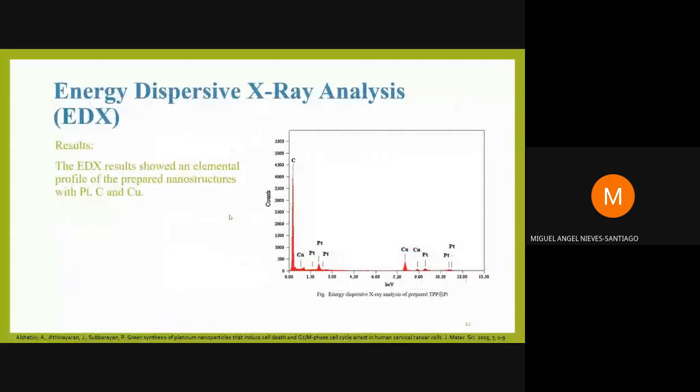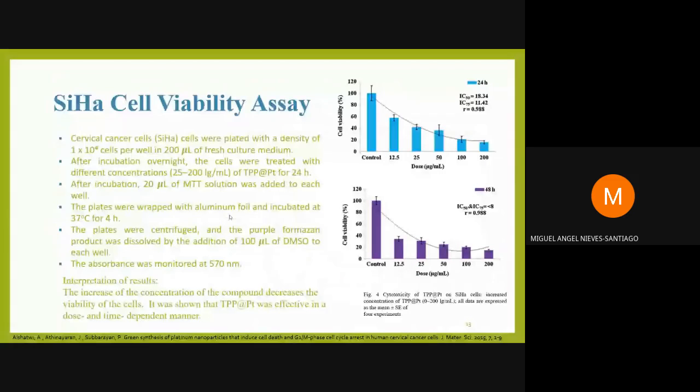These cervical cancer cells were plated at a density of 1 times 10 to the 4 cells per well in 200 microliters of fresh culture medium. After they incubated overnight, these cells were treated with different concentrations, from 25 to 200 micrograms per milliliter, of the nanoparticles for 24 hours.